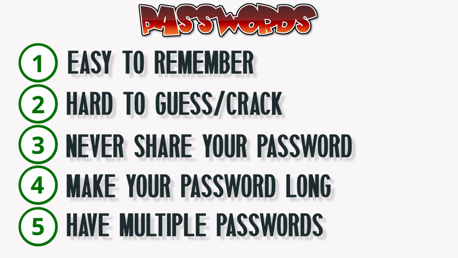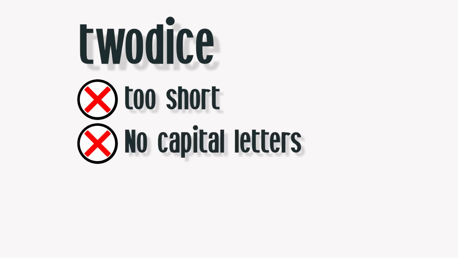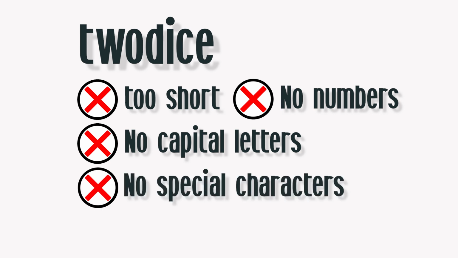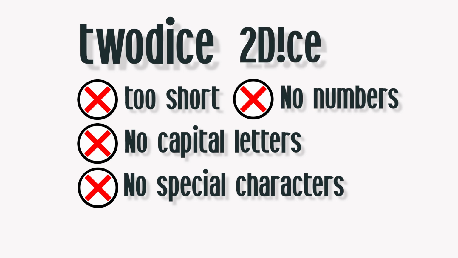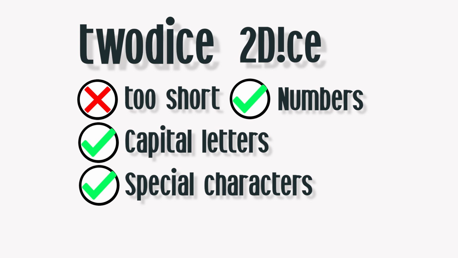So let's have a look at some examples that just don't work. If we look at this example here, two dice, it's too short, it has no capital letters, it has no numerical digits in there, and it has no special characters. So we can revise that, and we can put a two in and a capital D and an exclamation mark to substitute for a letter. So we make the criteria of having a numeric, a capital letter and a special character, but we've in fact shortened the entire password. So we're on the right tracks, but we need to make this more complex.